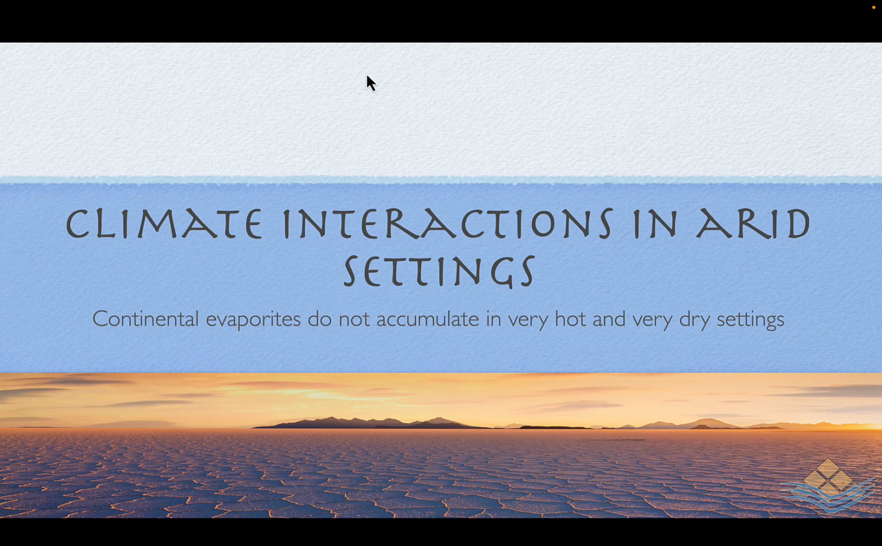So let's now put that into this association of climatic interactions and think about where our best examples of significant volumes of evaporites, especially halite, are accumulating. What's interesting when we do that is we find that continental evaporites don't accumulate in very hot and very dry settings. They tend to accumulate in what are known as cool arid deserts or cool arid steppe environments, often in high altitude positions.